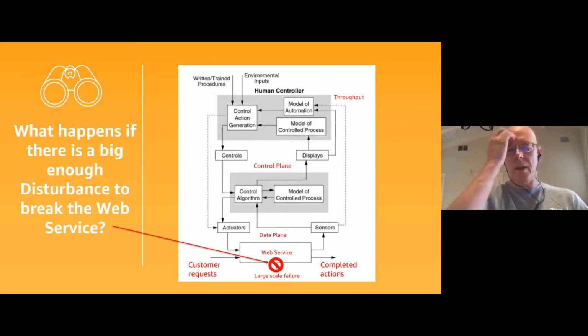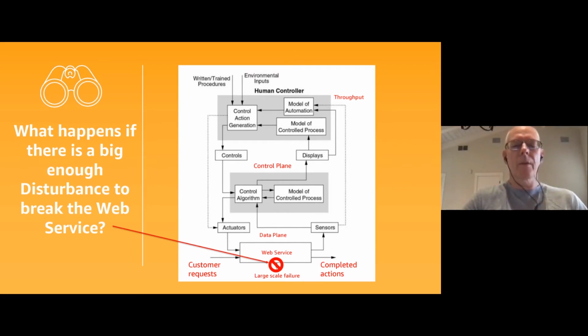So if we look at this, it says at the bottom, disturbances. And what do we mean if there's a big enough disturbance to break this web service? So the control plane is there to manage small disturbances. So if you get a burst of requests, maybe it scales up. Maybe there's a bunch of fraudulent requests coming in and the control plane has some fraud analysis which will cut them out. So there's a number of things it does.